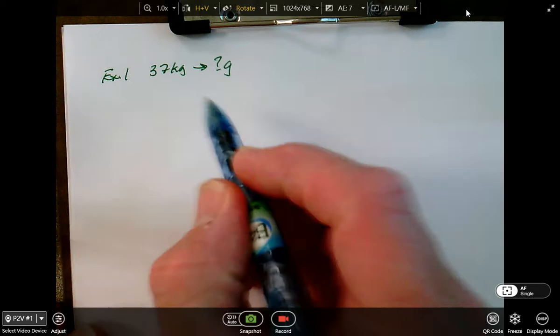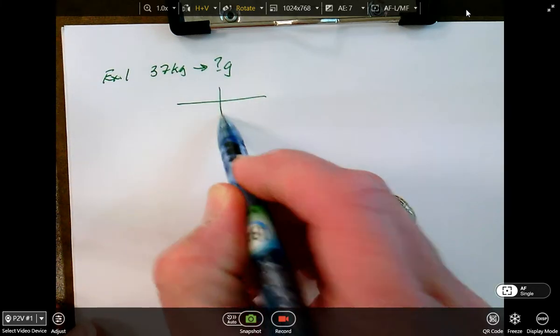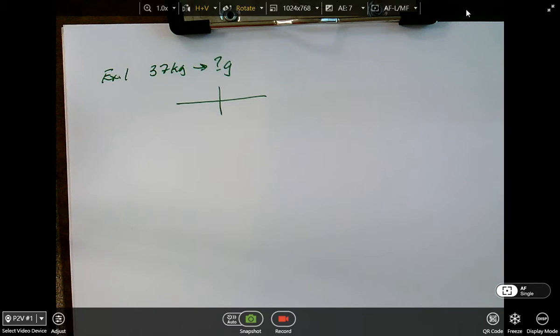The first thing you're going to do is draw what I call a T-chart, because it looks like a fat T. Really what it is is factor bars, okay?